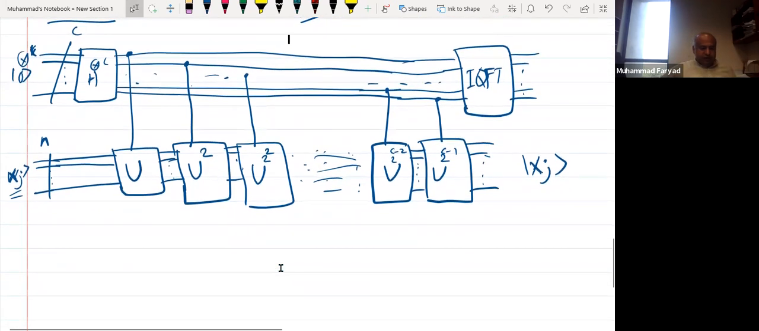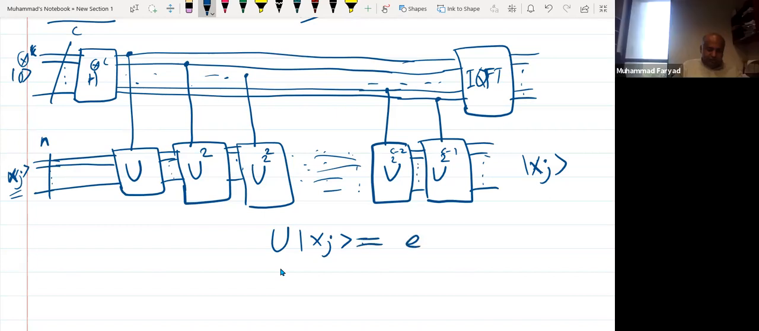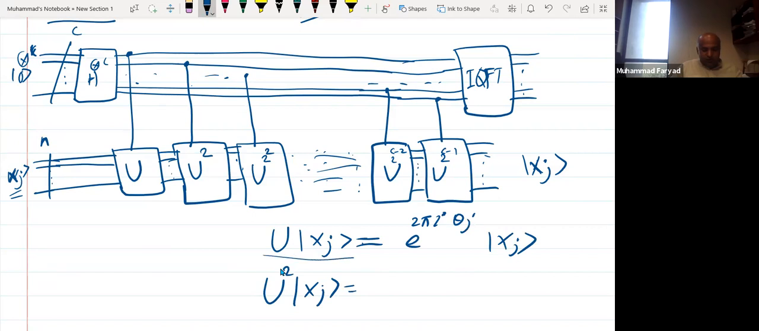Okay, so before I start describing the circuit, let me discuss one more thing. We know that if a unitary operator applies to eigenvector xj, I get exponential 2 pi iota theta j xj. But what happens if I apply u square? When I apply u square, I can apply u to this again on the left, so this becomes u square, and apply u on the right, I get another exponential 2 pi iota theta j. So they both add up to make 2 theta j.